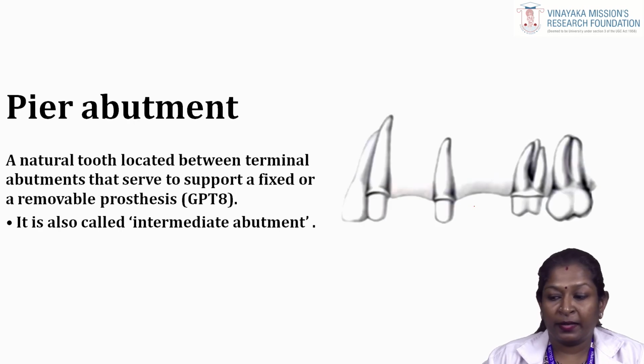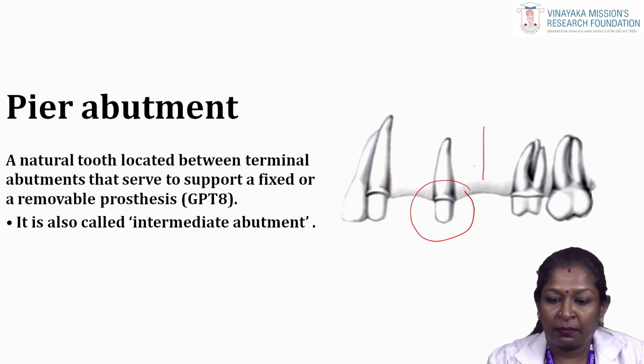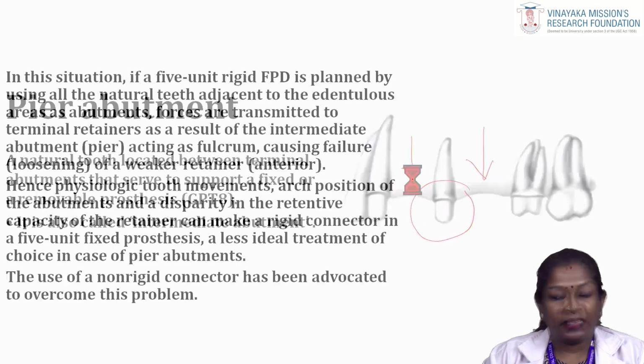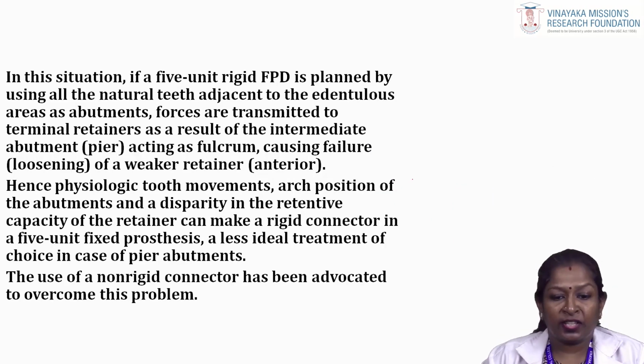This is the pier abutment. If you look at this picture, it is a natural tooth located between two terminal abutments and has edentulous space on both sides, and this is also called an intermediate abutment. In this situation, if a 5-unit rigid FPD is planned using all the natural teeth adjacent to the edentulous areas as abutments, forces are transmitted to the terminal retainers, and as a result, the pier abutment will act as a fulcrum, causing failure of the retainer.